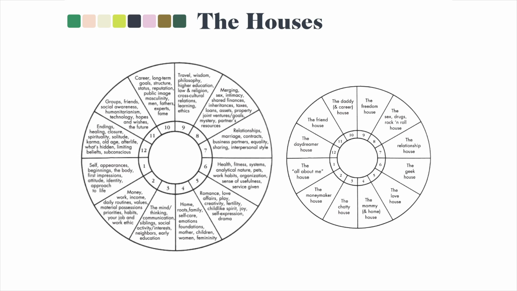So each house represents a different area of life. The first house represents the self. The second house represents money and work. And we have a link in the resources section about the 12 houses. You can go back and really study up and read more about it. But the third house is your communication. The fourth is home. The fifth is romance and love.